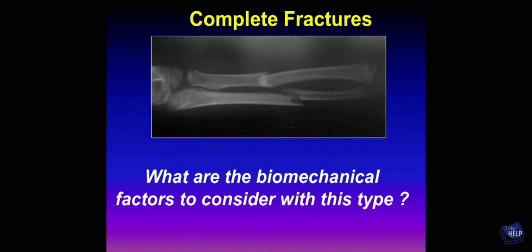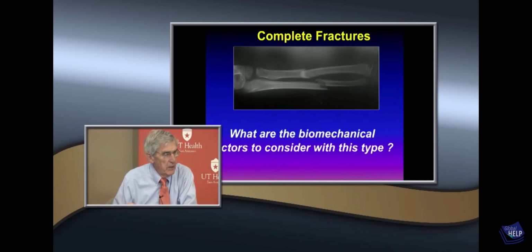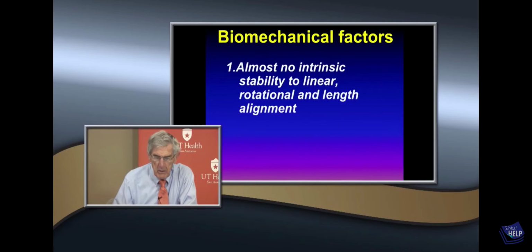Now, what about the biomechanical characteristics of a complete fracture? What do you have to deal with here? Loss of length. That's right, shortening. It's length unstable. The others are length stable, plastic deformation and greenstick fracture, so you don't have to deal with length. You don't have to reestablish length. So it's almost no intrinsic stability to linear or rotational or length alignment. So if it's complete, you have a lot more problems that you have to deal with.